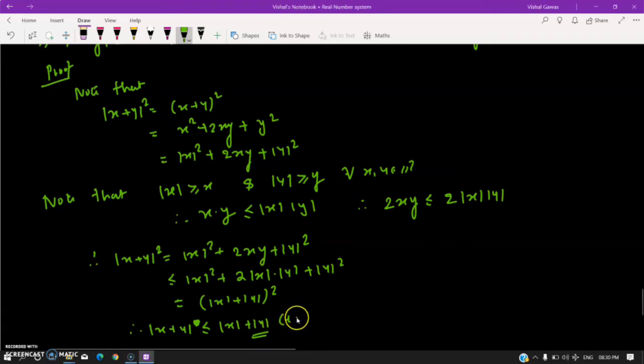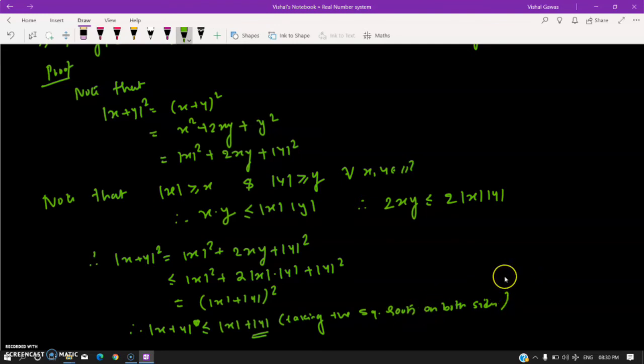So this is after taking the positive square root on both sides. What I get is this. So if I extract the positive square root, modulus of x plus y will be less than or equal to modulus of x plus modulus of y. So that's what we have. All right.